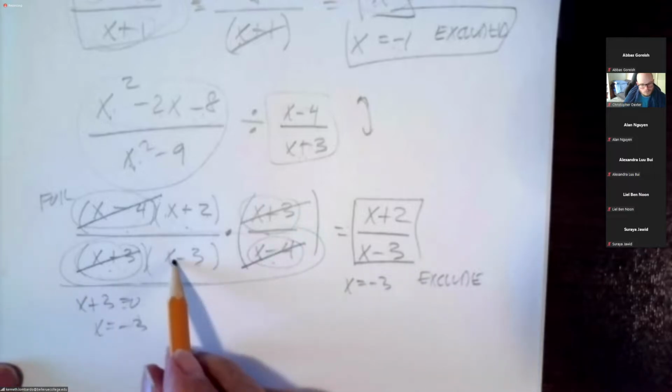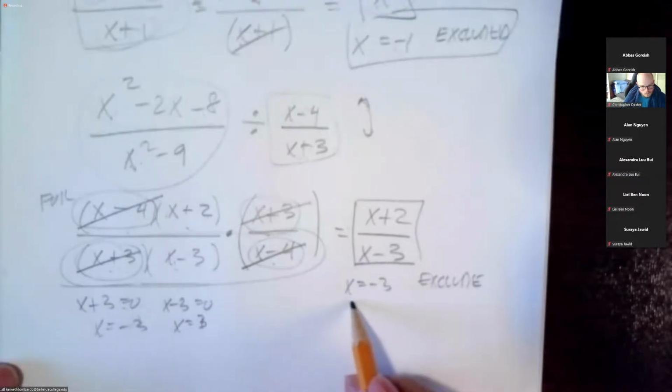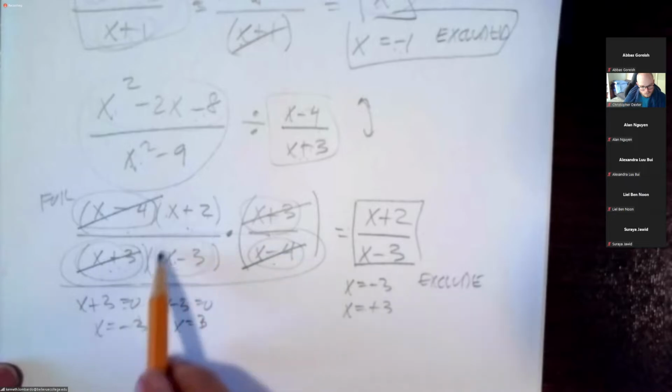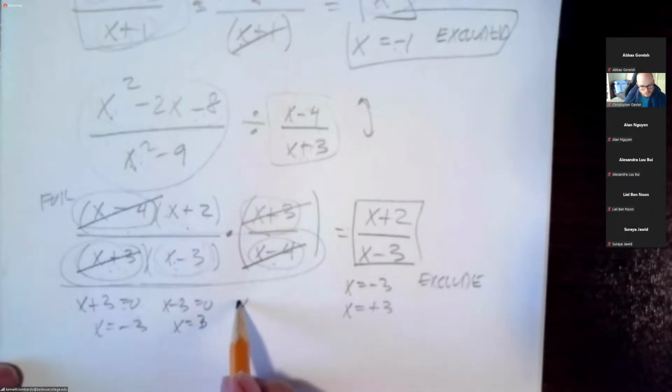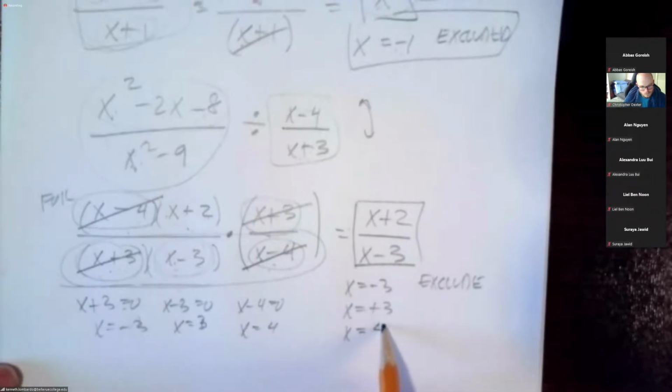Okay, we also have x minus 3, set that equal to 0. So x equals 3, we also exclude, because that would send this denominator to 0. Over here, we have x minus 4. If that went to 0, x would equal 4. So we have to exclude x equals 4.